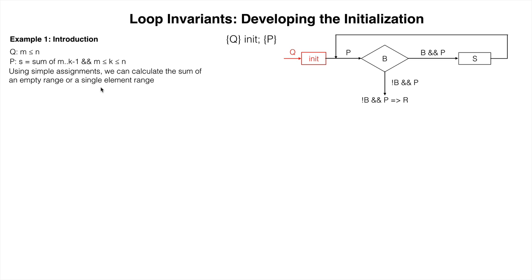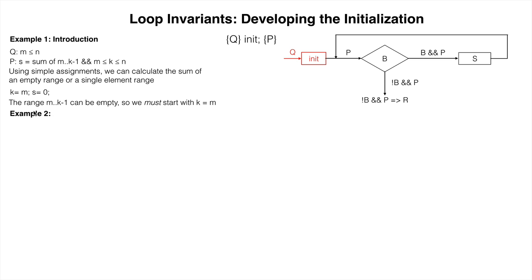In this case, the range M..K-1 is empty if K is equal to M. That is, the range equals M..M-1. The initialization is therefore K becomes M, S becomes 0. Note that the range M..K-1 could be empty in this case, so we have to start off with K is equal to M.